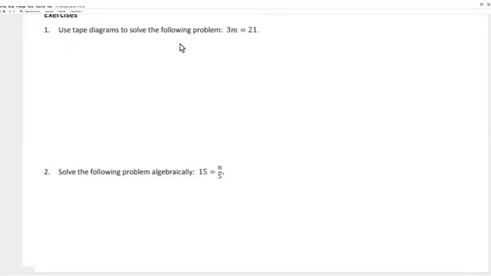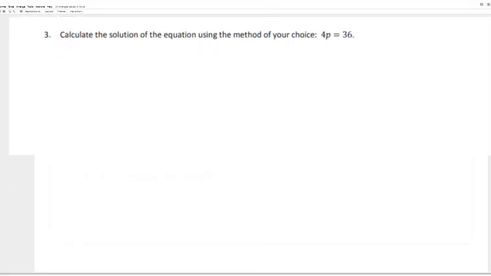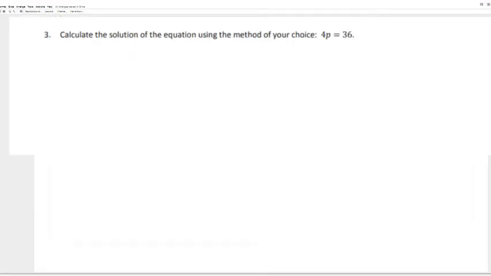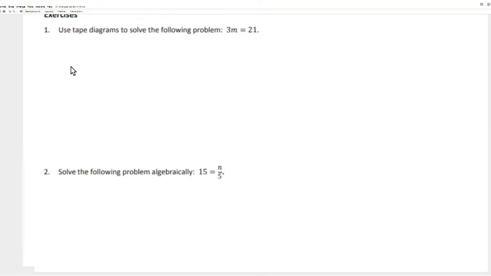All right, this time you're going to get these to try on your own. You're going to try exercise 1, 2, and 3 on your own. One says use a tape diagram. This one says use algebra, and the last one you can solve however you want to, either algebraically or using a tape diagram. So go ahead and pause the video and give these a try. All right, welcome back. Hopefully you gave them a try on your own.